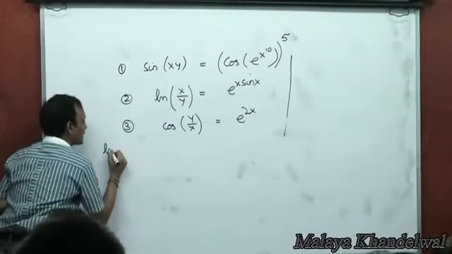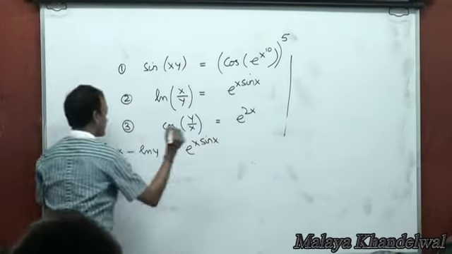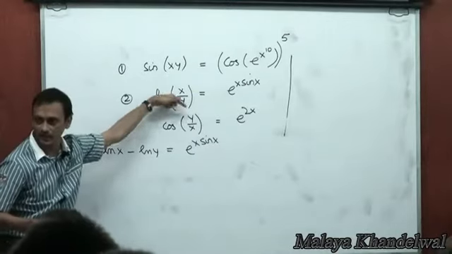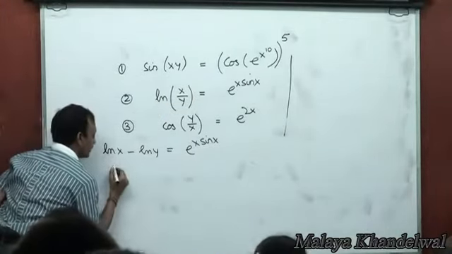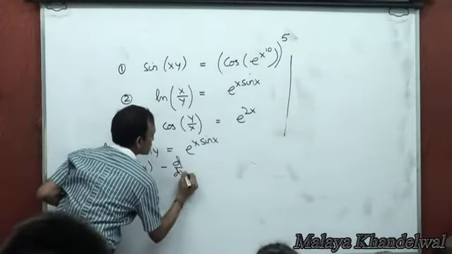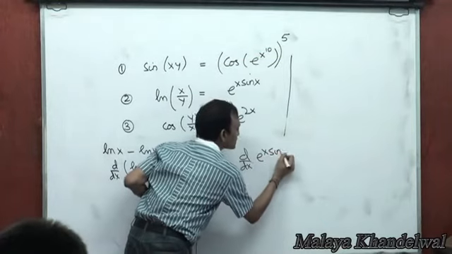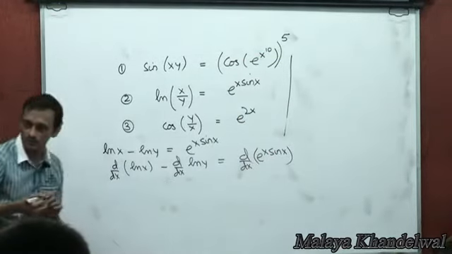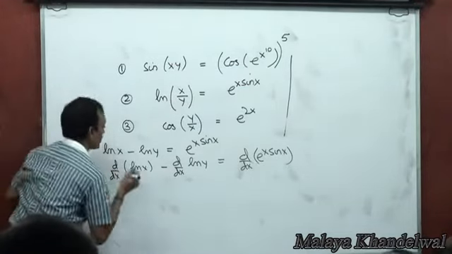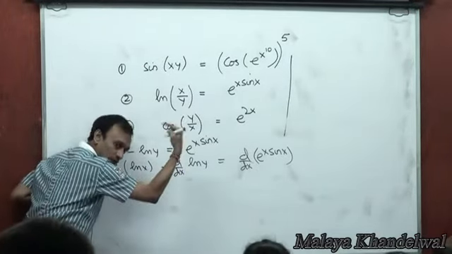Now ln x by y is like ln x minus ln y. That's e power x sin x. Ln a by b is ln a minus ln b. And then d/dx of ln x minus d/dx of ln y is d/dx of e power x sin x. d/dx of ln x is 1 by x, but d/dx of ln y is 1 by y dy/dx.